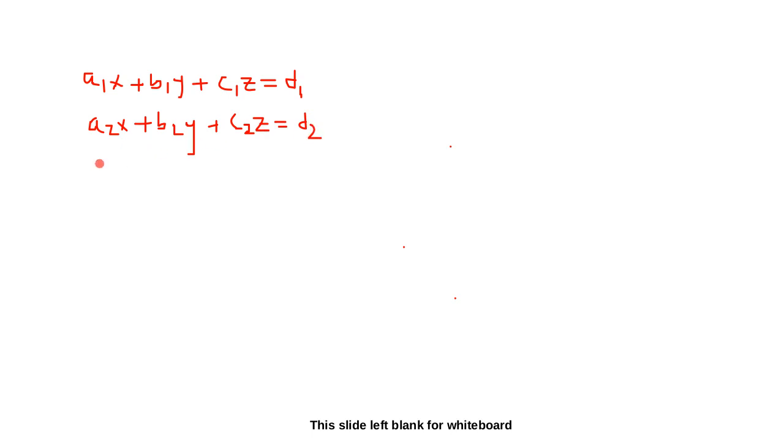Then the third row now, A3 X plus B3 Y plus C3 Z, then we equate this to D3.